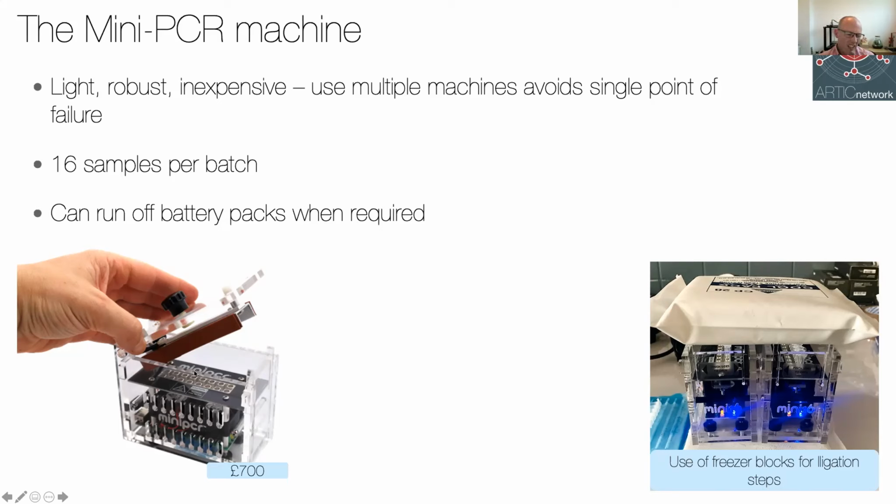They're around about £700. You can run 16 reactions, which is in fact 8 biological samples per machine. We can run them off battery packs when required. And whilst they do not have active cooling, which is required for some of the steps of the sequencing, you can quite effectively chill these down if you have access to ice in bags or freezer blocks. So we would often just freeze these elsewhere, carry them to the site on the day, and then store them in a polystyrene box and bring them out to reduce the temperature of the PCR block when required.